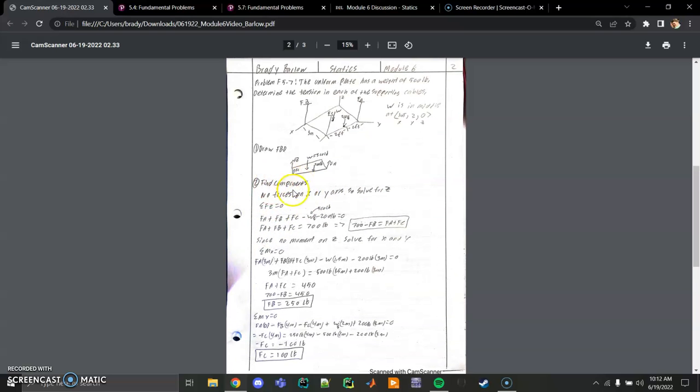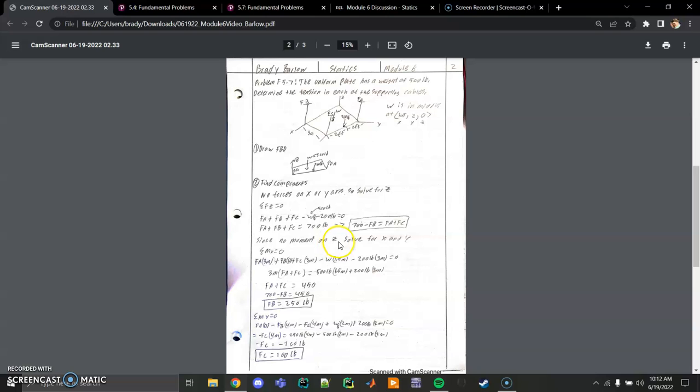I noticed there's no forces acting on X or Y, so I went ahead and solved for the summation of forces on Z, where I put my FA plus FB plus FC minus W, because it's going in a different direction, and minus the 200 pounds that's acting upon right here. Solving for that, you get FA plus FB plus FC equals 700 pounds, which is a step I got from down here, which I'll explain in a sec.